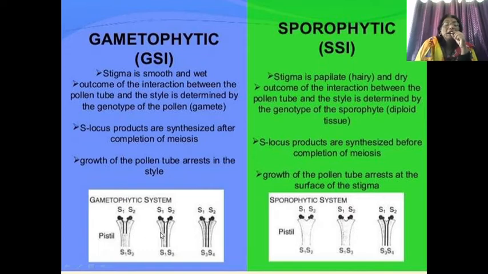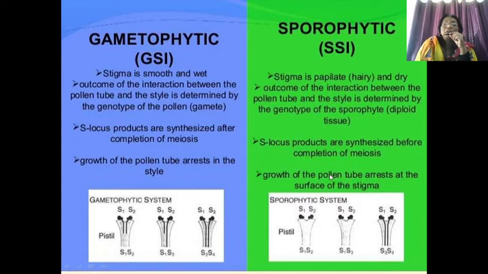If the growth of the pollen tube is slow, then the maturation period of the ovule passes, and therefore in that case proper fertilization and seed setting do not take place. Therefore in the gametophytic system we found that the growth of the pollen tube is arrested in the style. Growth of the pollen tube is arrested in the style, therefore it is termed a gametophytic system.